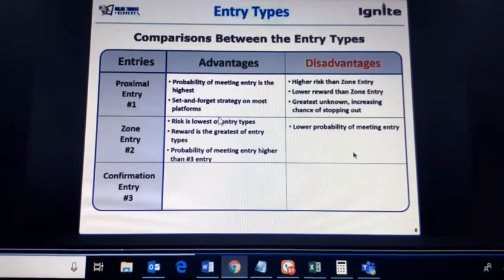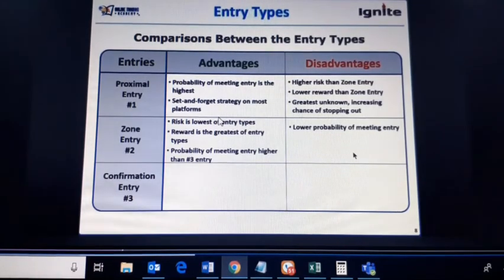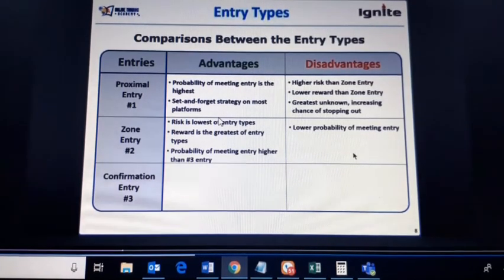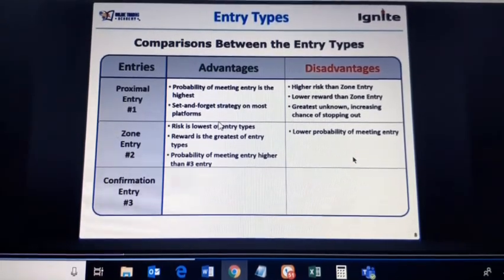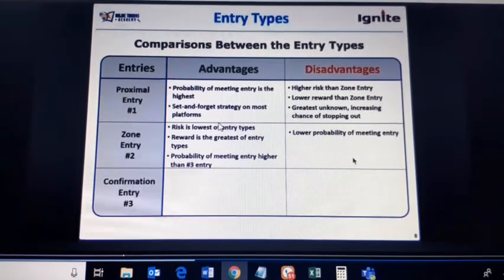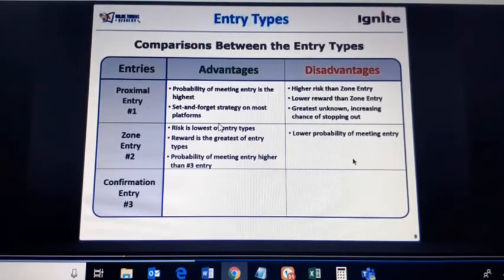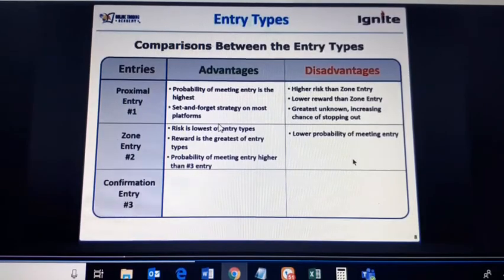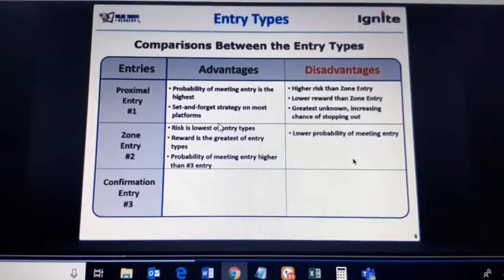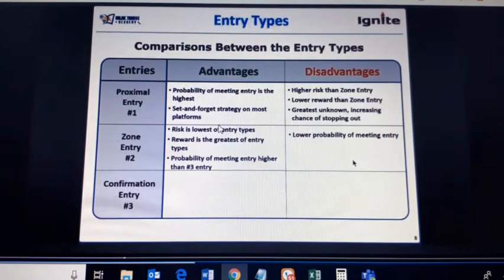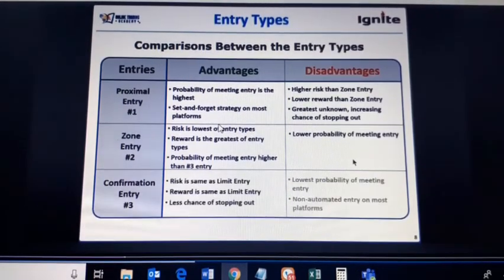Probability of meeting entry is higher than type 3 entry, because in a type 3 entry, you are waiting for one candle to close inside the zone. The candle may not close inside the zone. It might just come inside the zone and then move out. So then your type 2 entry is triggered, but the type 3 is not triggered. So lower probability of meeting entry, because the price could just turn from the proximal line. Okay, so that's your disadvantages.